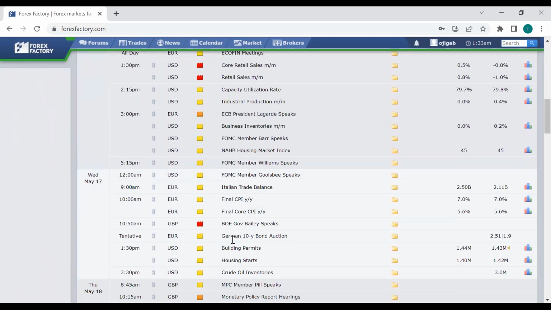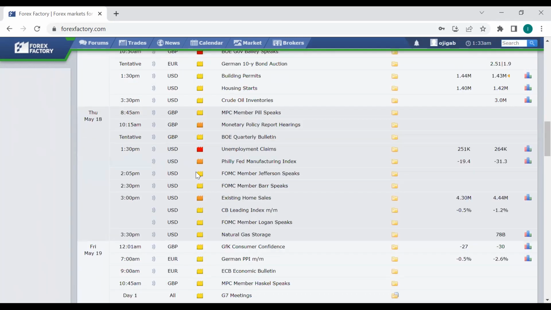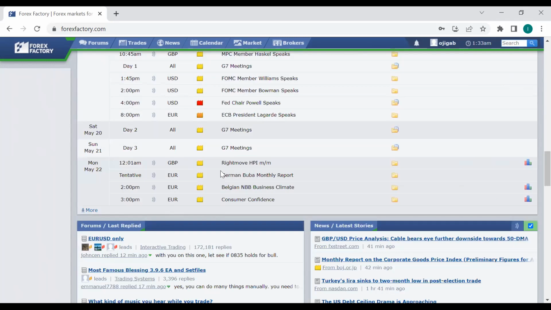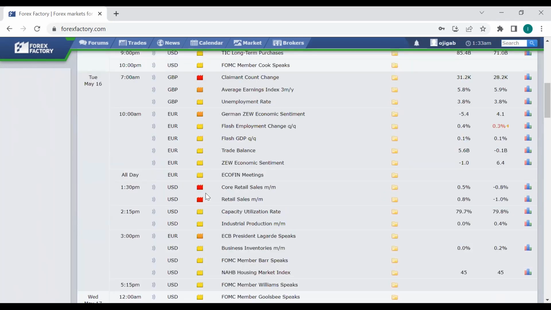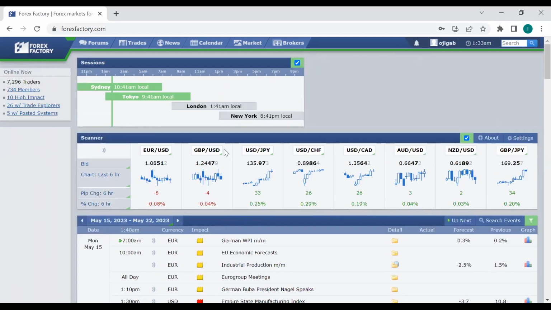On Wednesday, we have Bank of England Governor Bailey speaks. Thursday, unemployment claims, and on Friday, we have the Fed's chair Powell speaks. So pretty much a clear week for us for the trading week. So let's go in and see exactly what the market has for us.